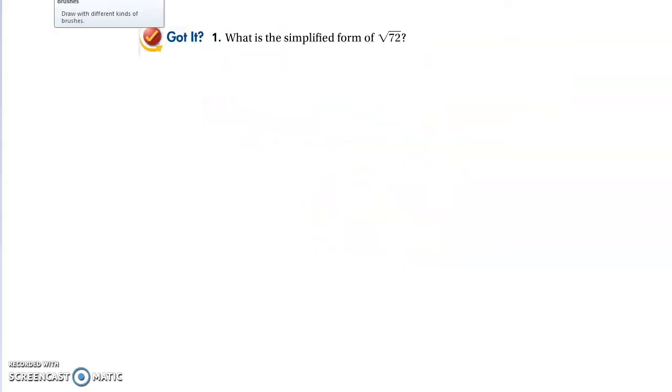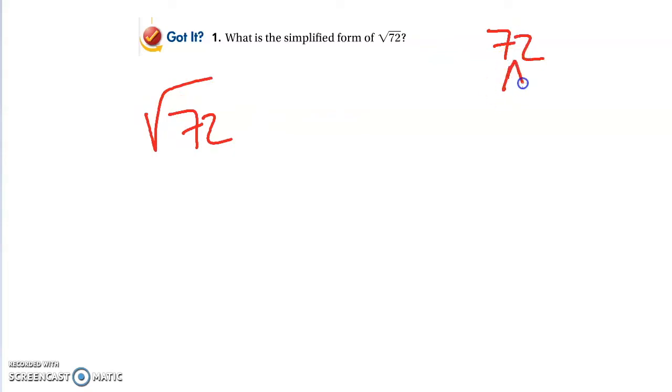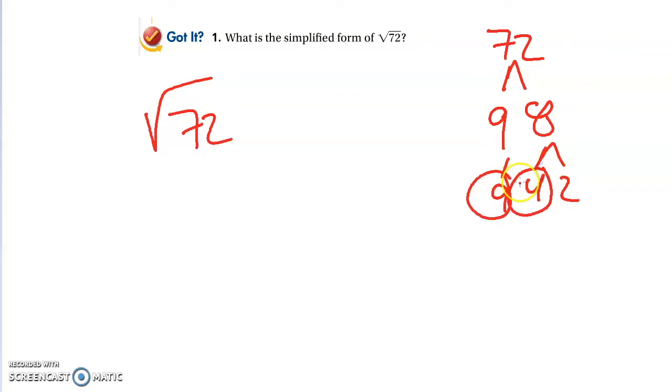Question number 1 asks, what is the simplified form of the square root of 72? So what we need to do is think of what is a possible perfect square that's a factor of 72. Well, let me think. What are my factors of 72? Well, 72 is an even number, so it's at least divisible by 2. But I also know that 72 is divisible by 9 as well. Right? 9 times 8 is 72. And hey, 8 has a perfect square factor in it as well, which is 4 times 2. So my perfect square factors are 9 and 4.